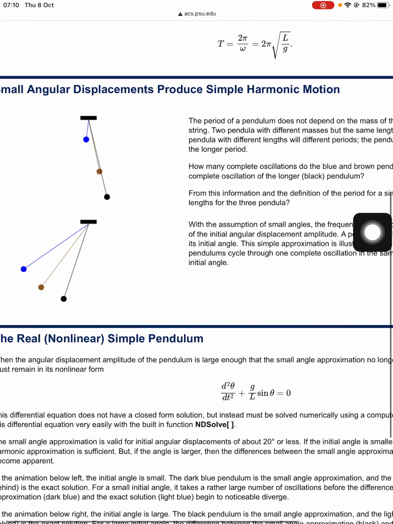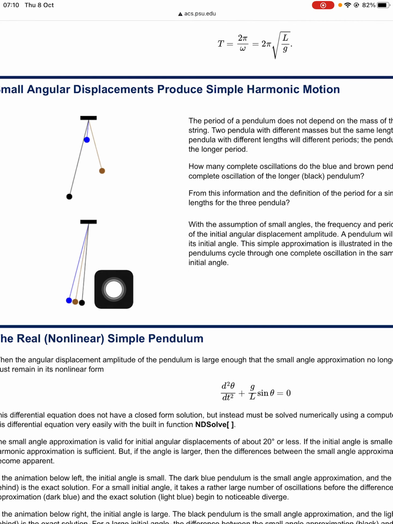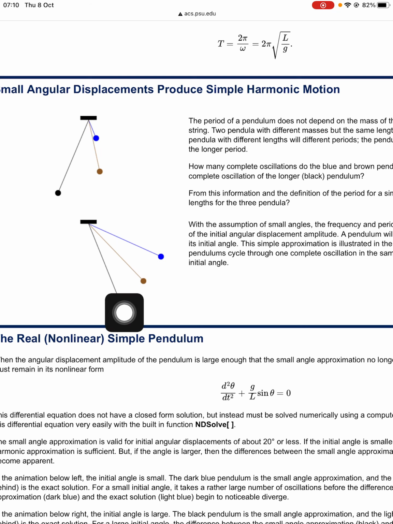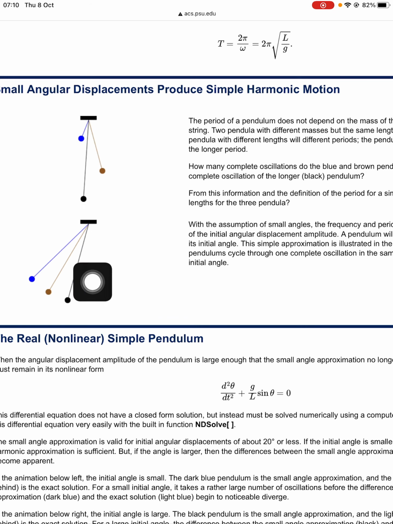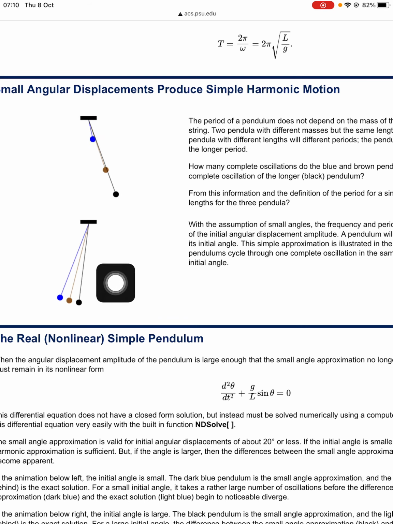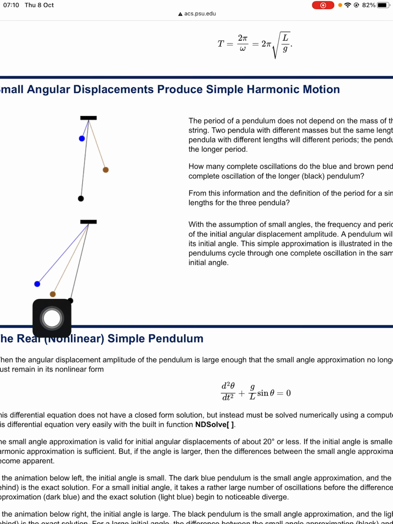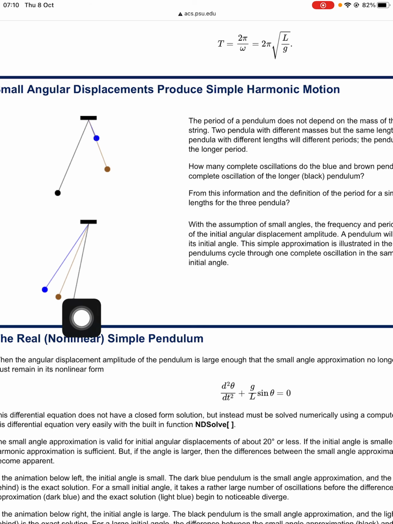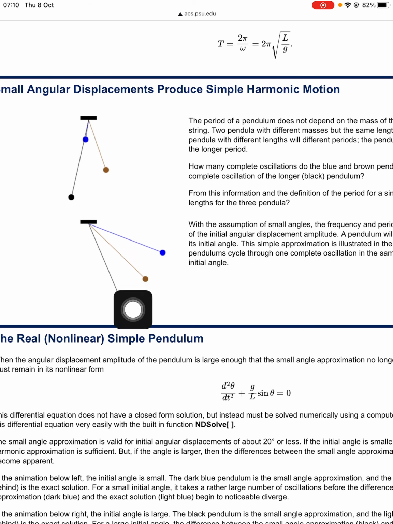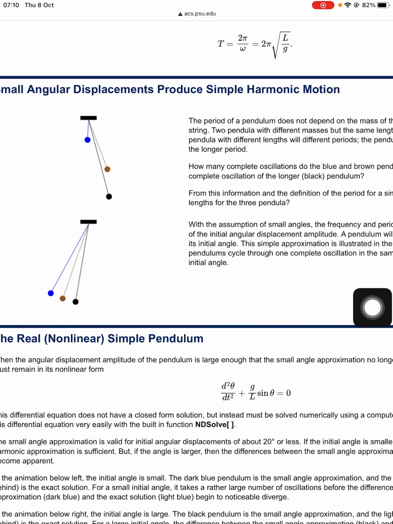But now in this case, the three of them have the same length of string. So it means that the period must be the same. As you can see, the period of the three of them is the same. But the difference between the three of them is the amplitude; the amplitude of this one is different.